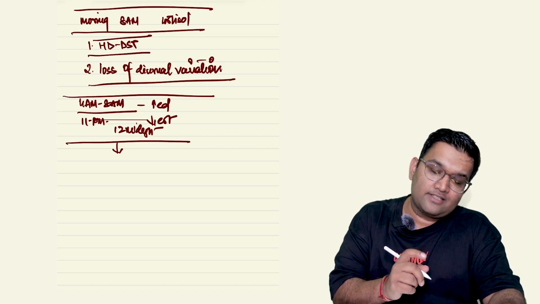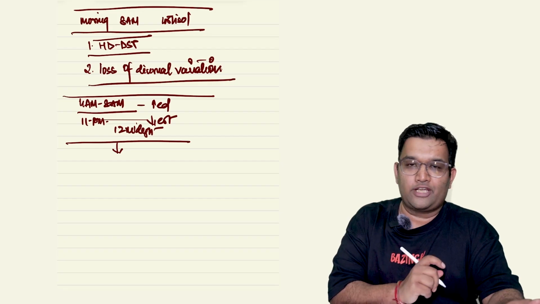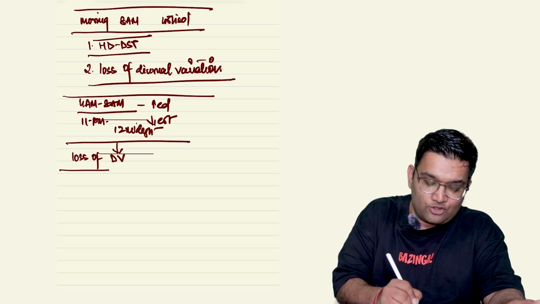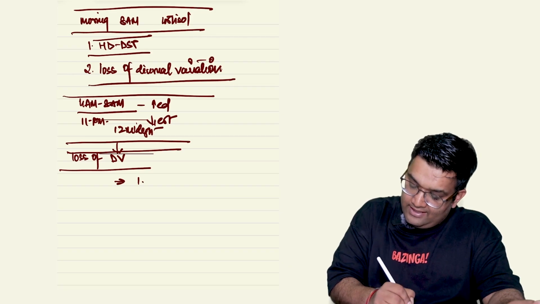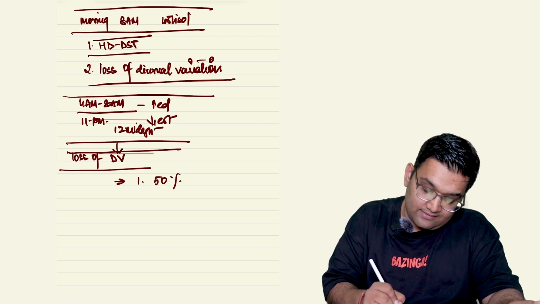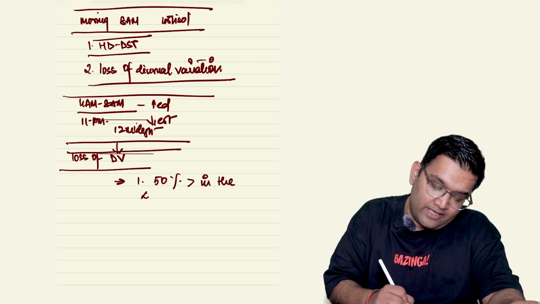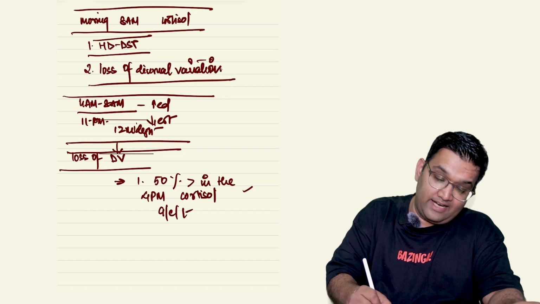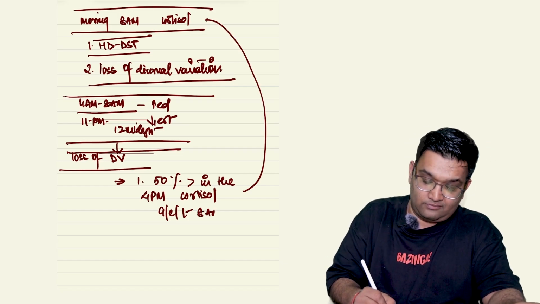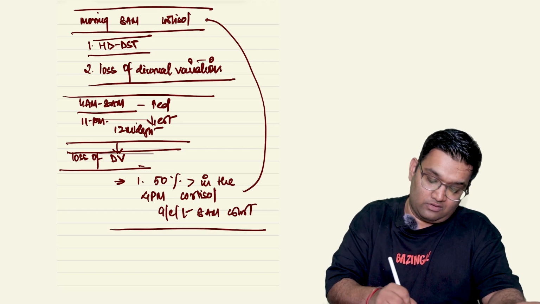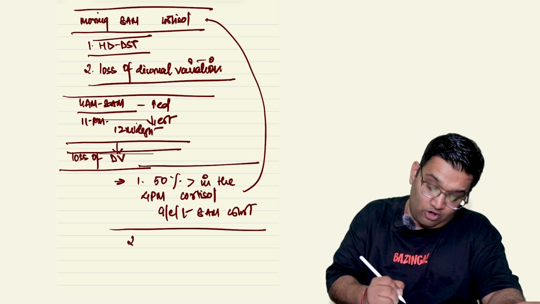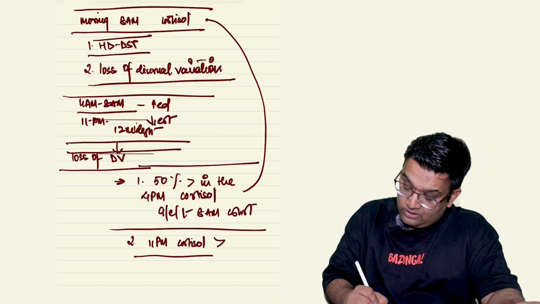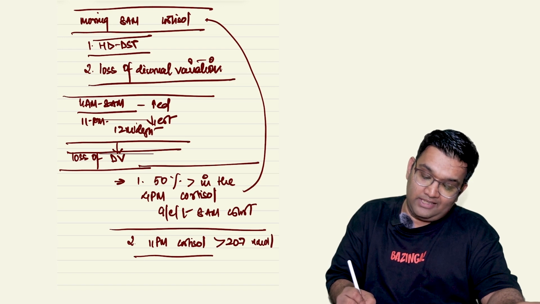And loss of diurnal variation is the first defect that will occur in Cushing syndrome. And how do you define this? Loss of diurnal variation is defined as follows. One is that there is a 50% increase in the 4 p.m. cortisol as compared to the 8 a.m. cortisol. So this is loss of diurnal variation. Or 11 p.m. cortisol, which is supposed to be at its lowest, is more than 207 nanomole per liter.